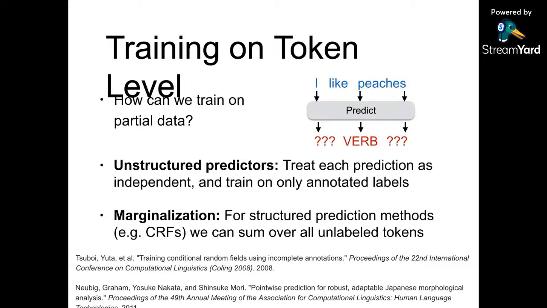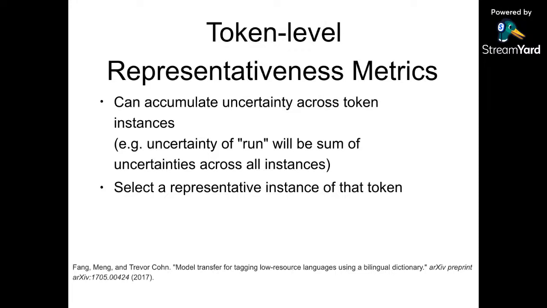So you predict for each step without depending on the previous or next step. We'll only predict for each step independently, and then we'll get some uncertainty score and sum those. That is our marginalization. Here we can accumulate all the uncertainty across token instances, and then select the representative of that token.